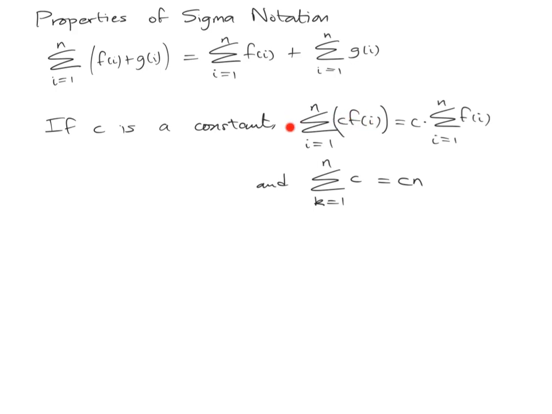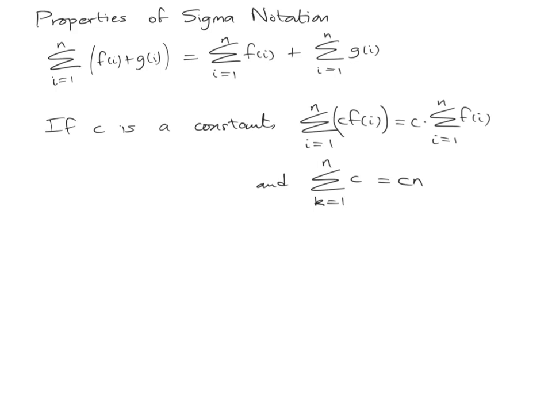You can factor that C out and do C times the sum of that function. So C becomes the greatest common factor of all of the terms in this sum. You pull it out, and then you just do a shorter, simpler formula to calculate that one.